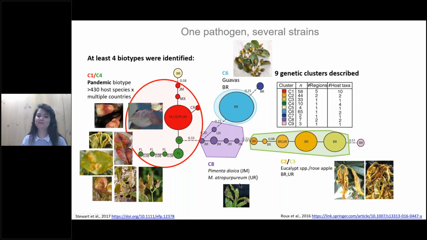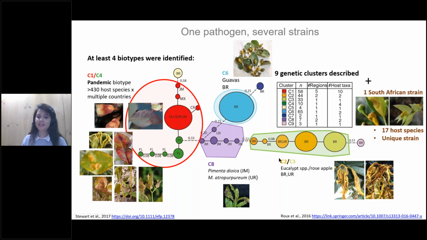And additionally, there is another strain of Myrtle Rust found in South Africa that is unique, different from the pandemic strain and from all the other strains identified so far from South America. So this South African strain is able to infect several different species of Myrtaceae.